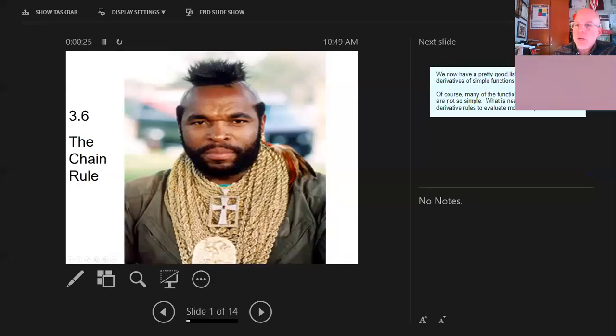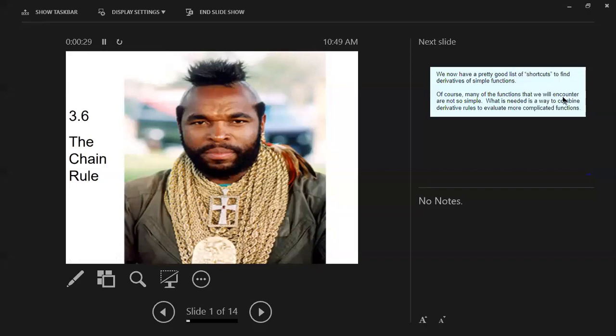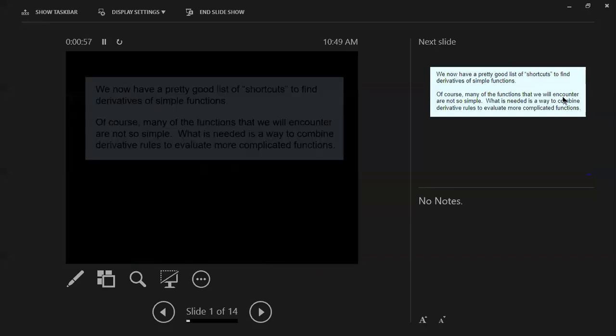Okay, everybody, welcome. We are going to be taking a look at a new rule today called the chain rule. I don't know if anybody knows Mr. T, who pities the fool that doesn't know the chain rule. So we're going to take a look at this really important rule. It's kind of along the lines of product and quotient rule, and it is a rule that is going to be used almost practically all the time for our derivatives from here on out. And you'll see why in a second when we start to take a look.